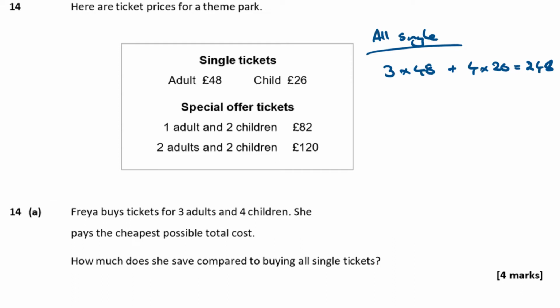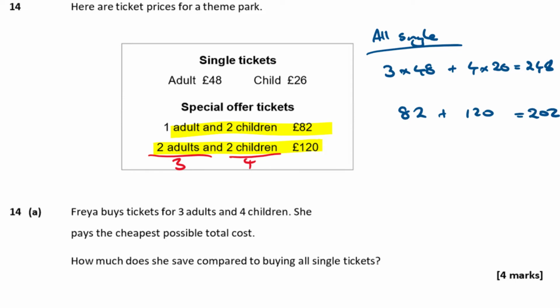Okay, and then, so what is it if you pick this one? So if you pick the 1 adult and 2 children combo, can we do that? Oh no, so if we do, we can do that one and that one together, can't we? Because if I get the 1 adult and 2 children one for £82 and a 2 adult and 2 children for £120, that is a total of 3 adults and 4 children, which is what I've got, isn't it? Okay, so those two combinations is £82 plus £120, so that comes to £202.